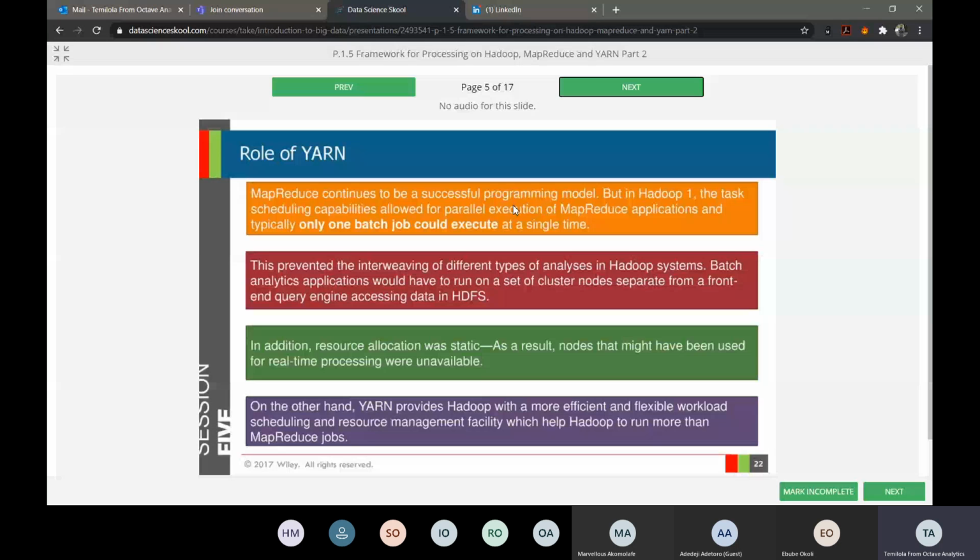Look at this now. In Hadoop 1, resource allocation was static. So you wouldn't know what processors or what nodes are available, because MapReduce was the only one doing everything. But in Hadoop 2, Yarn provides Hadoop with a more efficient and flexible workload scheduling and resource management facility, which helps Hadoop to run more than one MapReduce job. So with the presence of Yarn, you can run more than one MapReduce job. But in Hadoop 1, you couldn't. You could only run one at a time.